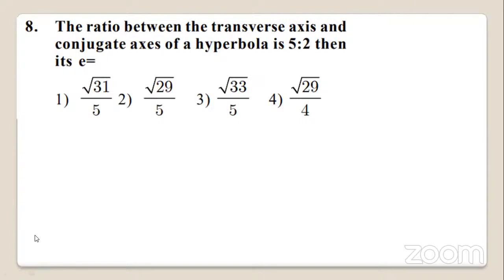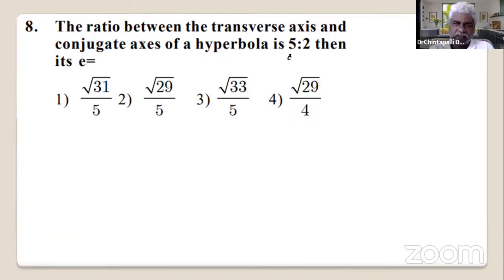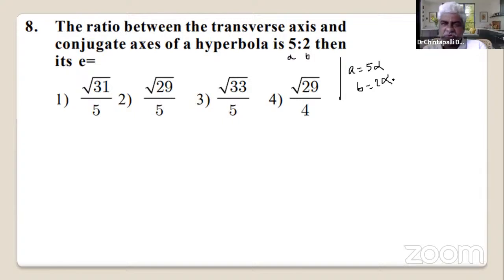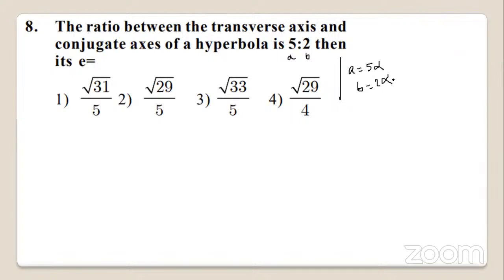The ratio between the transverse axis and conjugate axis of a hyperbola is 5:2, then what is e? a is to b. It can be taken as a. Or in detail, you can take a equal to 5 alpha and b equal to 2 alpha. The ratio is 5 is to 2. Then what is a is to b? 5 alpha is to 2 alpha. Alpha cancels, 5:2, yes.